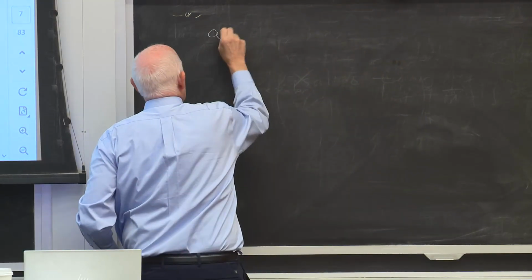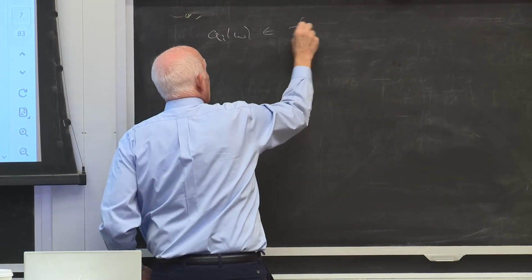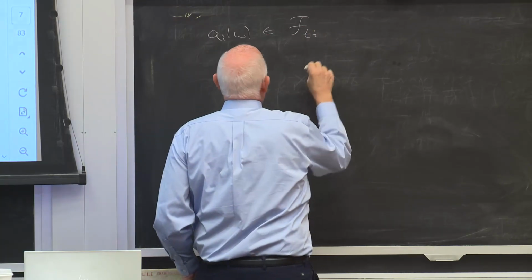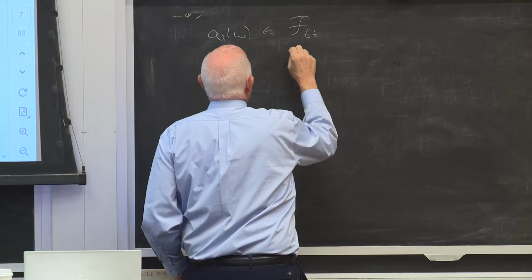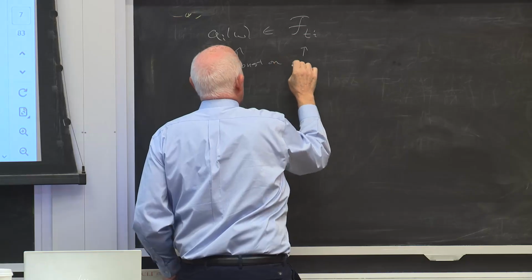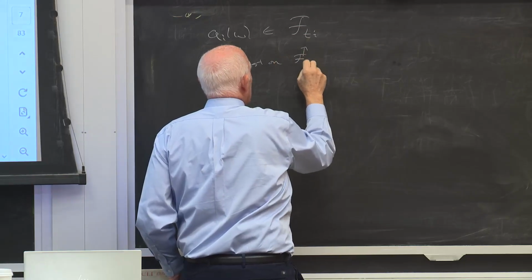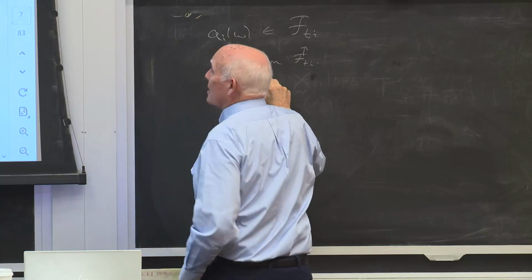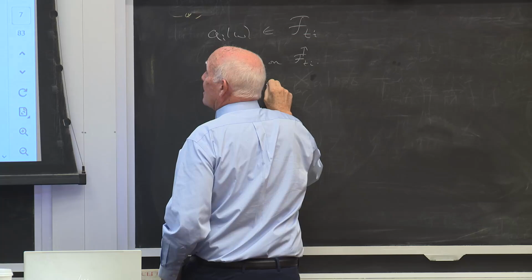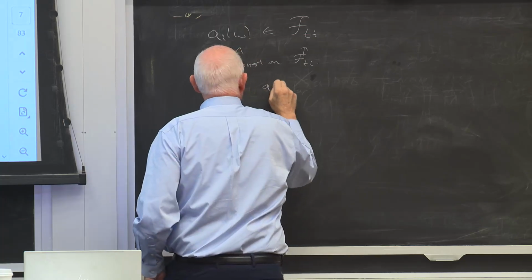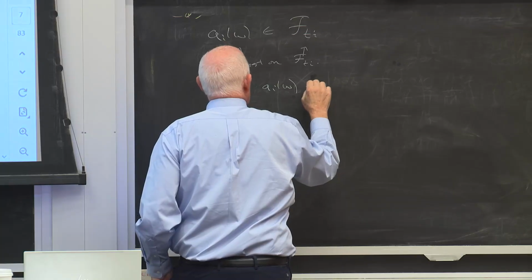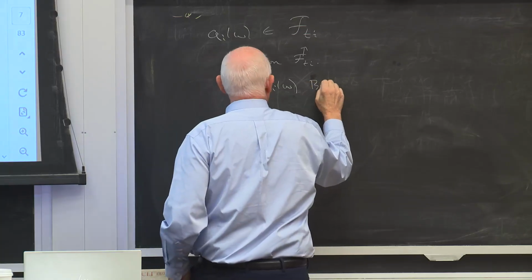Let's see. A_i of omega is an element of F_{t_i}, so it's constant on F_{t_i}. Let's see. So A_i of omega and B_{t_{i+1}}.